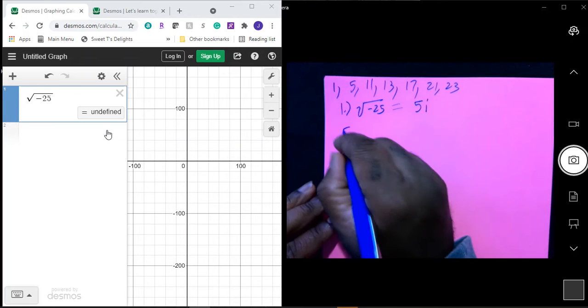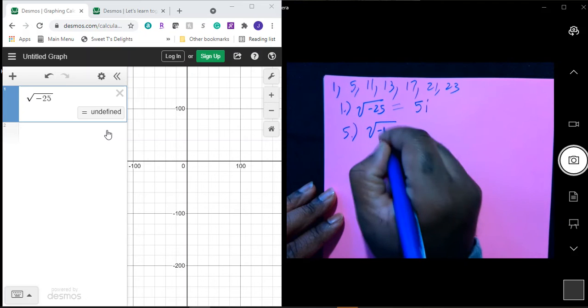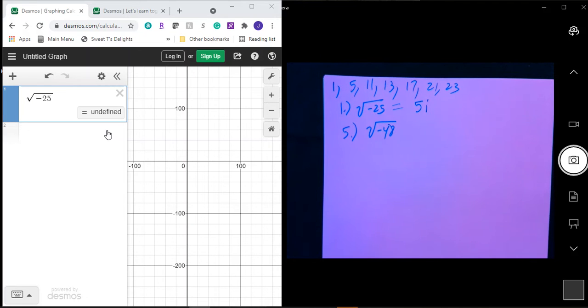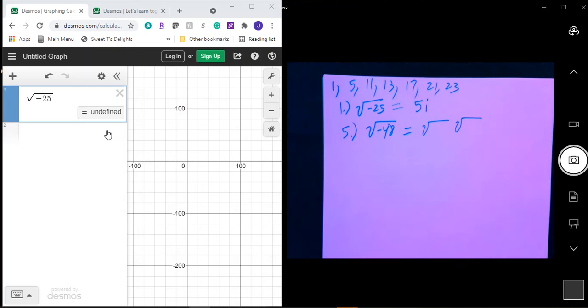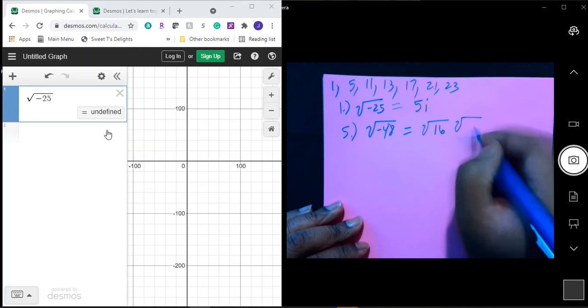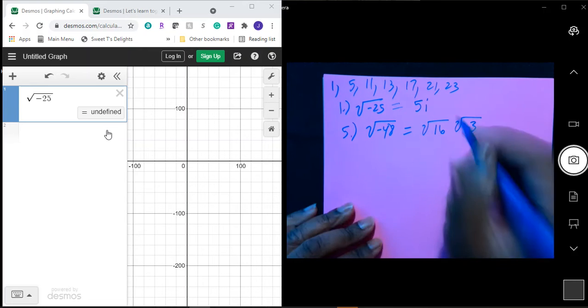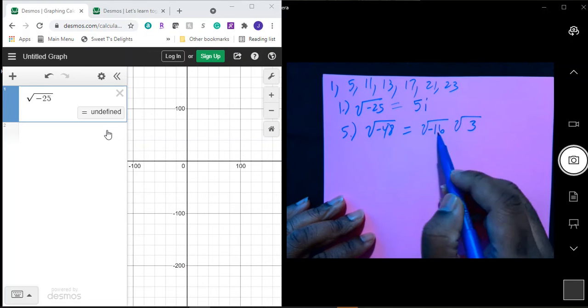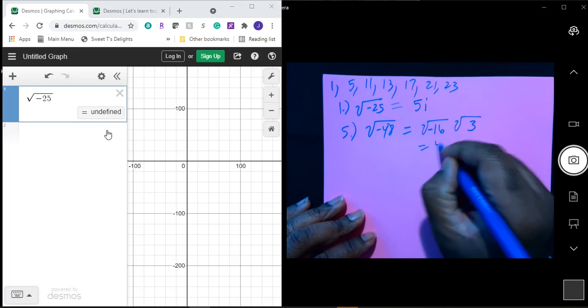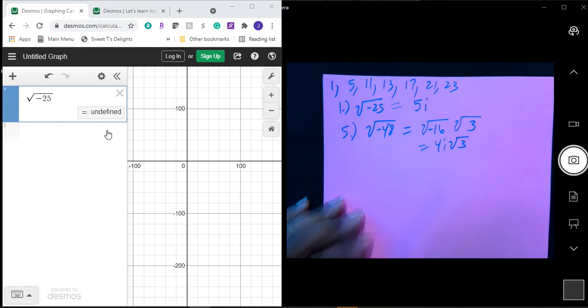Now number 5, we have the square root of negative 48. Disregard the negative sign, we know that 48 is not a perfect square. So what we're going to do is break this up into two radicals to pull out the highest perfect square of 48, which is 16, and you have 3 left. But we would make this negative 16. We will put the negative with the highest perfect square. So the square root of negative 16 would be 4i times the square root of 3.